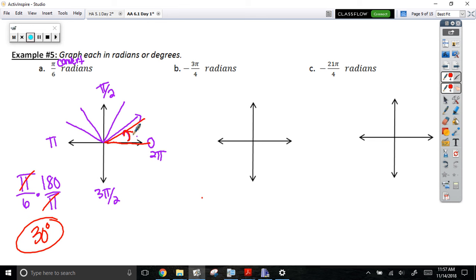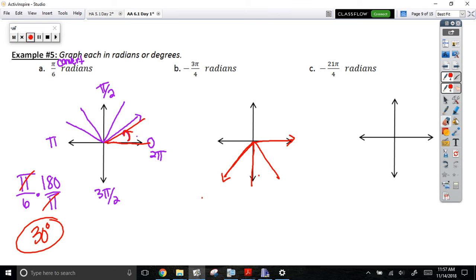Since this one's 1 pi, you break it into 6. So if it was fourths, the next one's negative 3 pi fourths. First of all, you're going to be going downward, but you'd want to break the bottom half into fourths. So break this in half, half again, and half. So it'd be negative 1 pi fourths, negative 2 pi fourths, which is a half, which is pi halves, and then negative 3 pi fourths. So the answer should be right here.